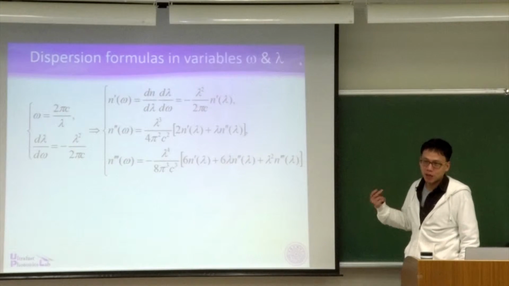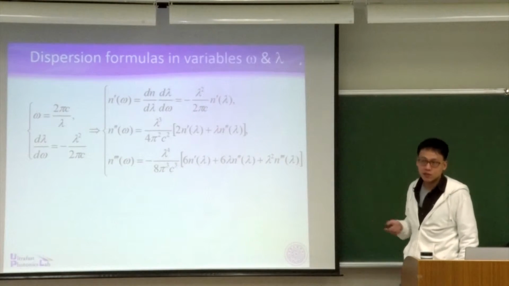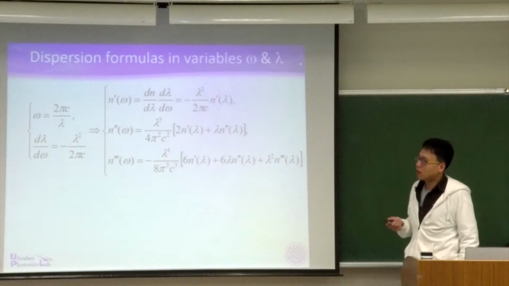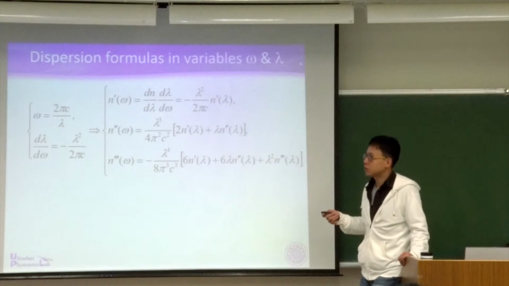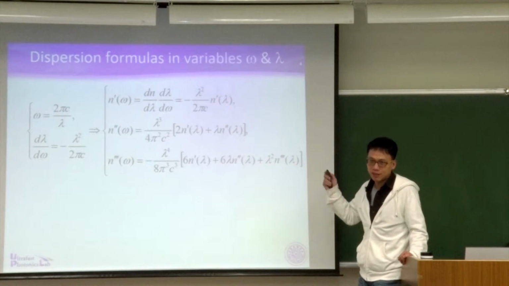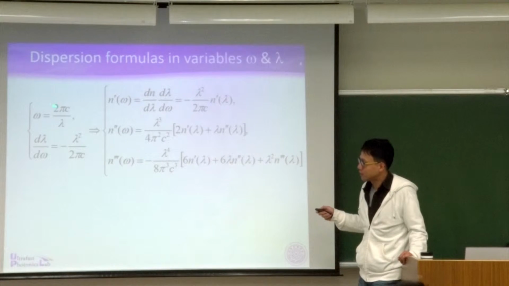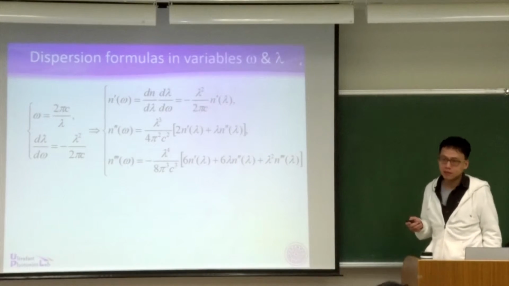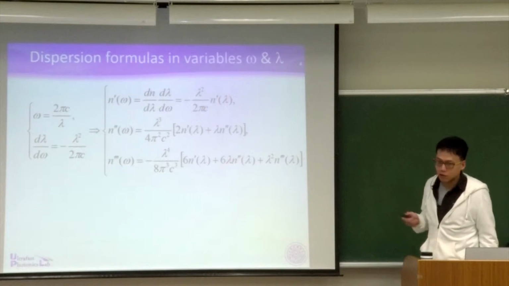Derivative with respect to lambda. 2 pi c is just a constant, so you are actually calculating the derivative of 1 over lambda, which is minus 1 over lambda squared, something like that. But by taking the inverse, you get d lambda over d omega equals minus lambda squared over 2 pi c, a constant. We will use this relation later.